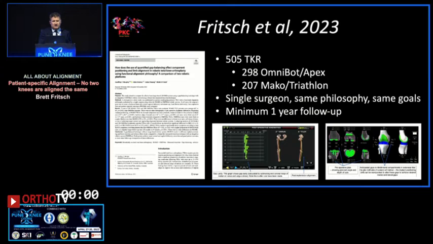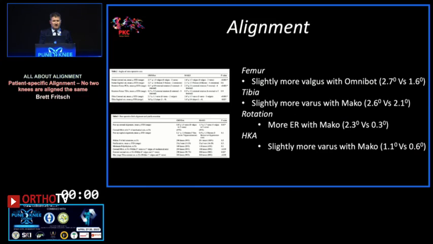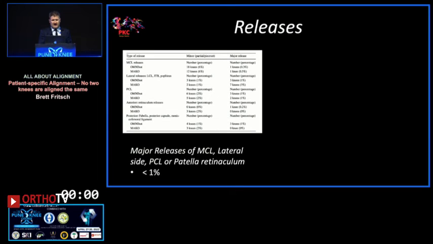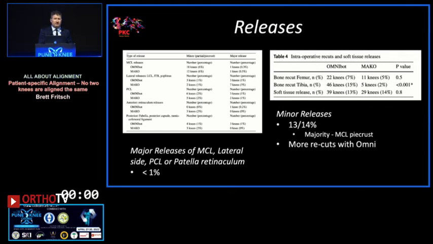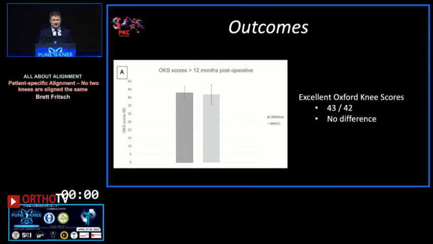The last thing we published recently, looking at just over 500 knees with 2 different robotic systems, using that philosophy of restricted KA with a minimum of 1 year follow-up. We saw slight differences between the different delivery tools and the implant position, but no different in outliers. The release rate in this group for a major release was less than 1%. We had 13% of minor releases, mainly pie crust on the medial side, where I just didn't want to put it in quite as much varus as the patient wanted.